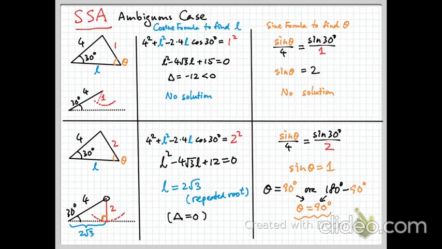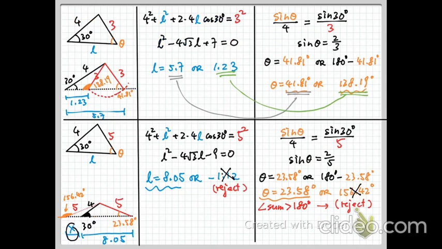So these are all the ambiguous cases for the SSA situation. You can use the cosine formula, you can use the sine formula. So this is the more complicated case. Pay attention to this one.